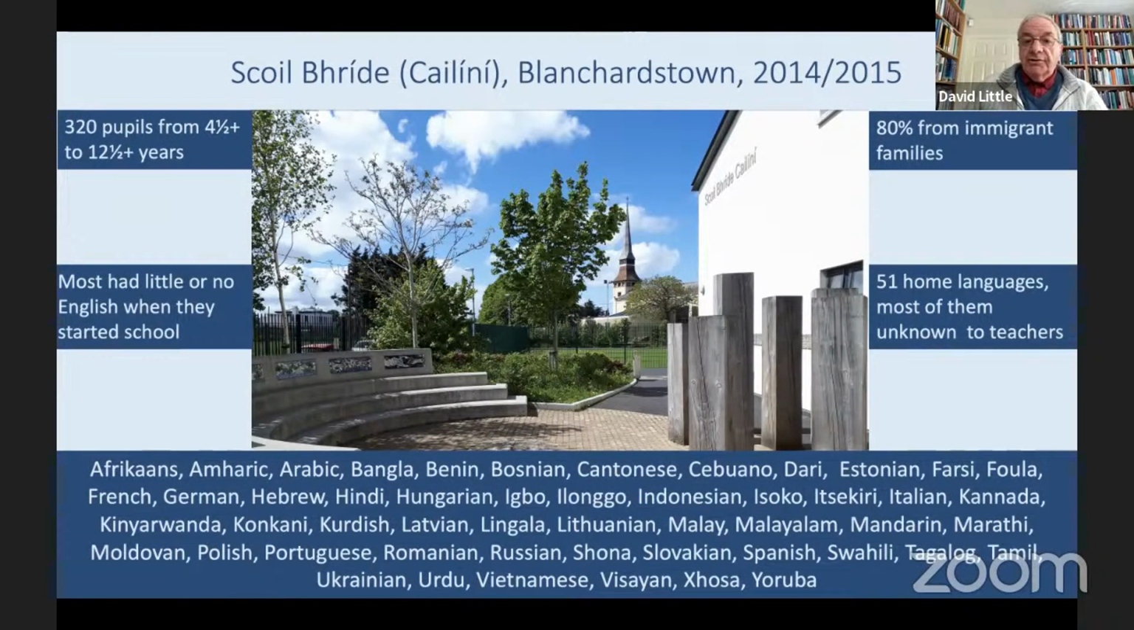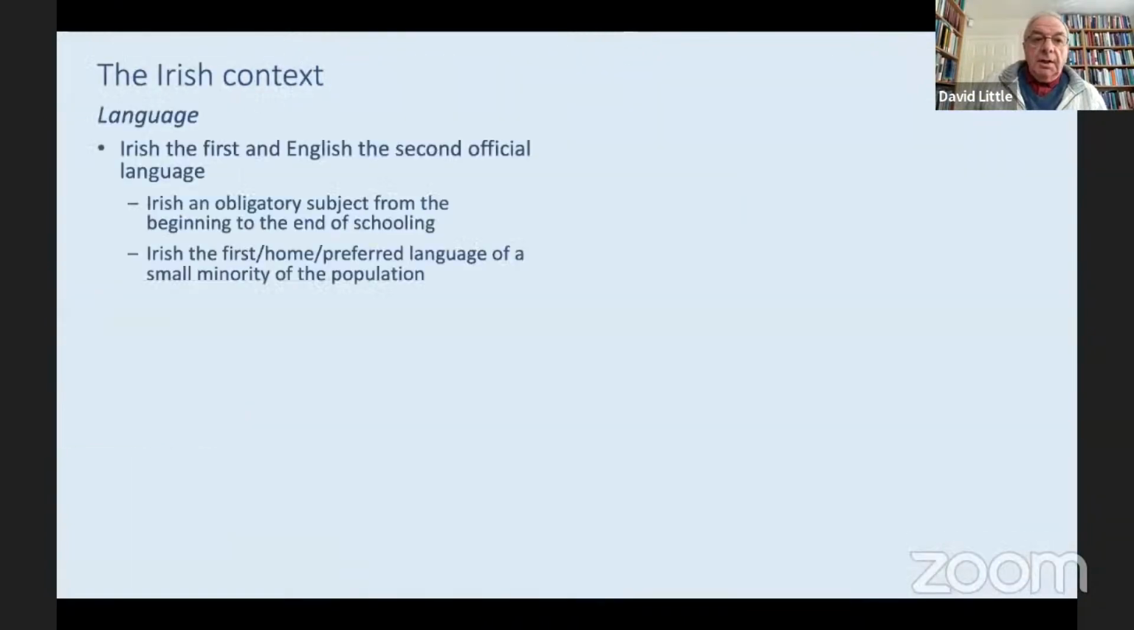This clearly poses a major educational challenge. Before I explain how the school went about responding to that challenge, let me offer a little contextual information. Irish is the first and English the second official language of Ireland. That explains why Irish is an obligatory subject from the beginning to the end of schooling, even though it's the first or home or preferred language of only a small minority of the population.